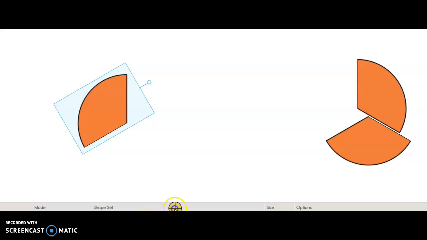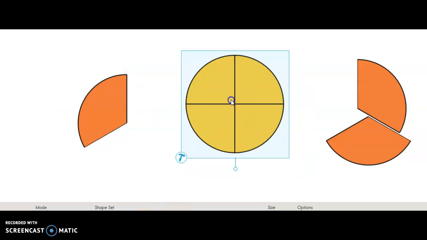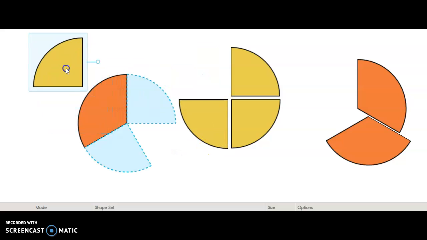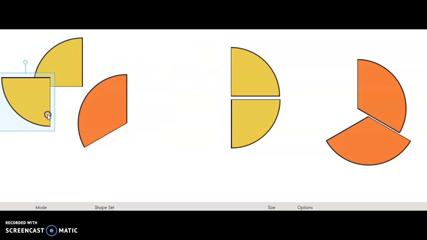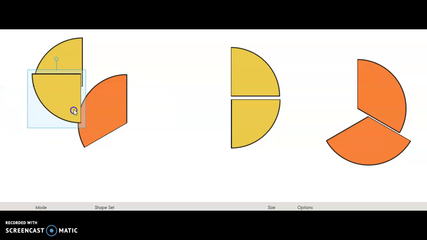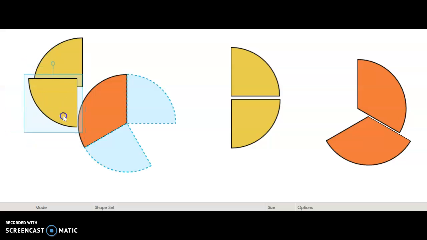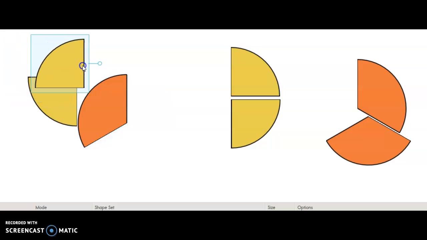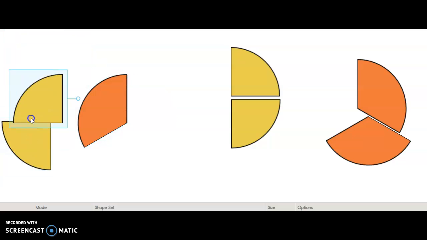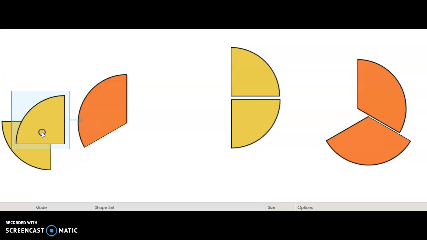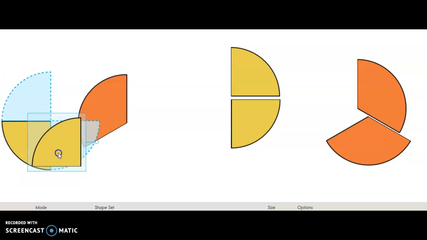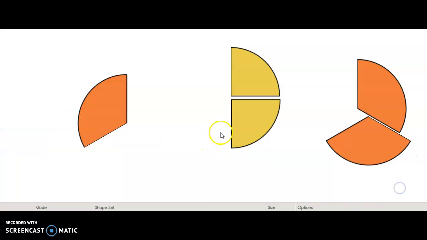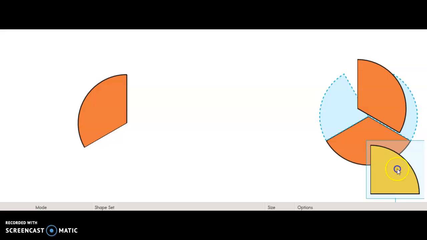So let me look at fourths and see if that is going to work. I need to see how many fourths would fit into a third. So there's a fourth. It's not big enough. But if I put 2 fourths together, then it's going to be too big. If I can get them to go together. Is that clear? There we go. But it's too big now. So fourths are not going to be equal to a third.